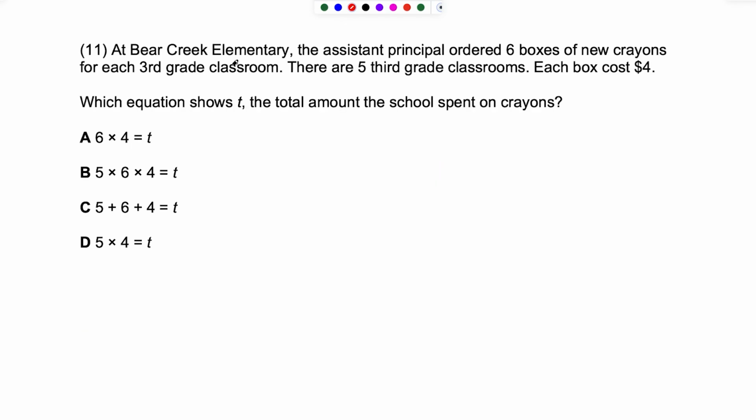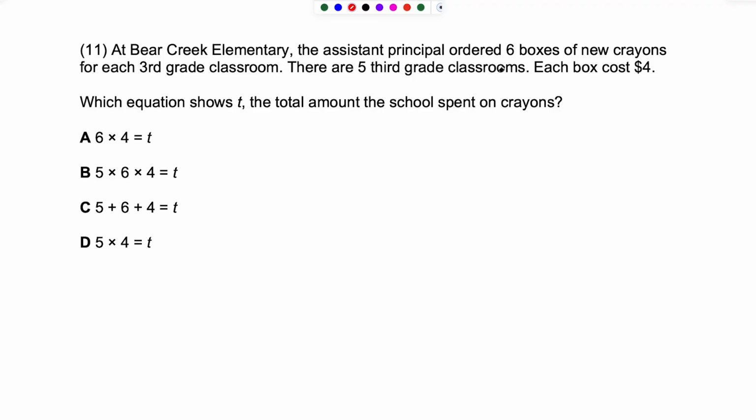Question 11. At Bear Creek Elementary, the assistant principal ordered 6 boxes of new crayons for each third grade classroom. There are 5 third grade classrooms and each box costs $4. Which equation shows T, the total amount the school spent on crayons?